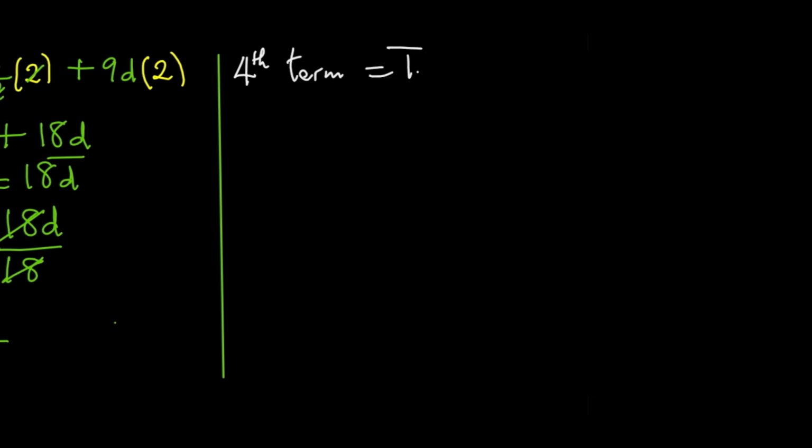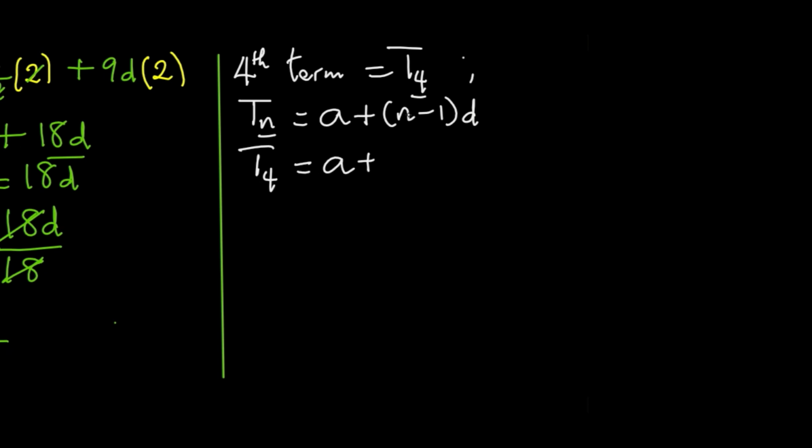The fourth term they ask us to get now. I have gotten our D. Okay, we have to get the fourth term. And the nth term is equals to A plus n minus 1 D. So n is equals to 4. So you have fourth term is equals to A plus 3D, 4 minus 1 D. So this one gives us A plus 3D. That's the fourth term.